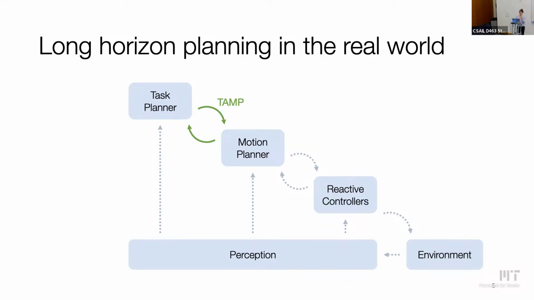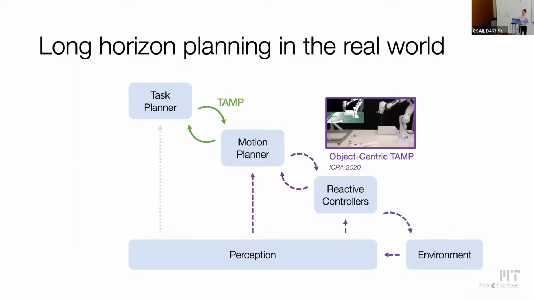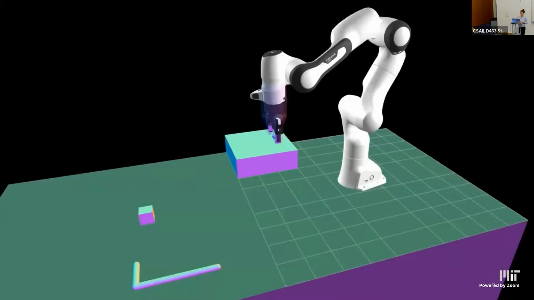Often TAMP planners confine themselves to these two layers, the task planner and the motion planner, but it would be great to have reactive controllers as well that can react immediately when the world changes, instead of having to go through this more expensive TAMP loop. So that's something we did a few years ago, where we wanted to bring TAMP out of simulation and apply it to a dynamic real-world environment.